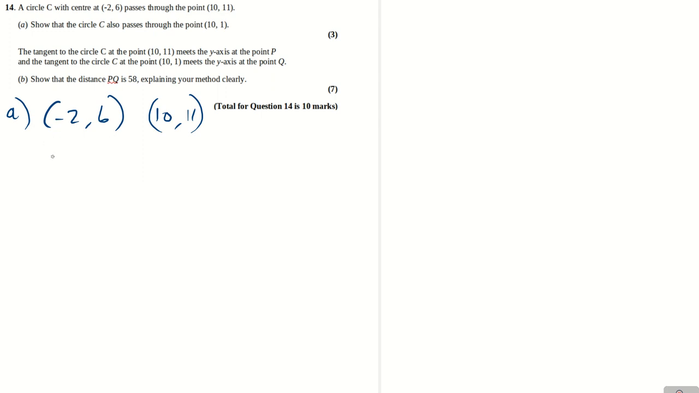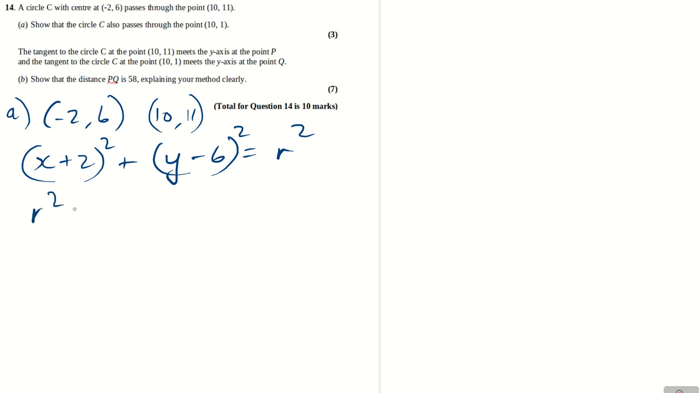what we can do is say, right, because we know the centre of the circle, the equation of the circle is going to look something like x plus 2 squared plus y minus 6 squared equals r squared, okay, because we know what the centre is. So what we're going to have to do is find what the radius is. Well, the radius is the distance from the centre to any point on the circle.